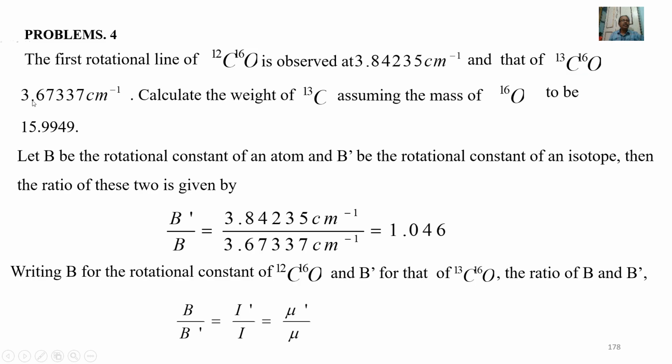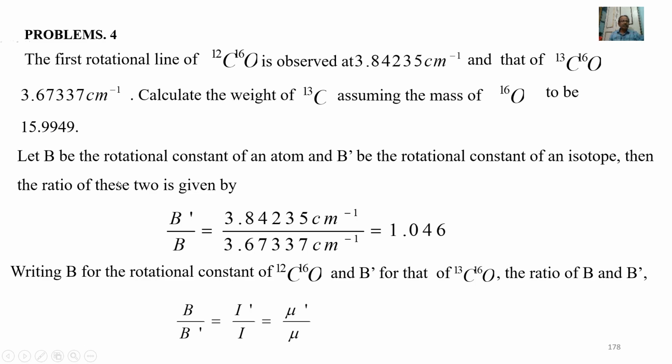Now we will go for problem number 4. The first rotational line of carbon 12 O16 is observed at 3.84235 per centimeter, and that of isotope C13 O16 is given as 3.67337 per centimeter. Calculate the weight of carbon 13. So we are going to obtain the mass of the isotope, assuming a mass of O16 to be 15.9949.